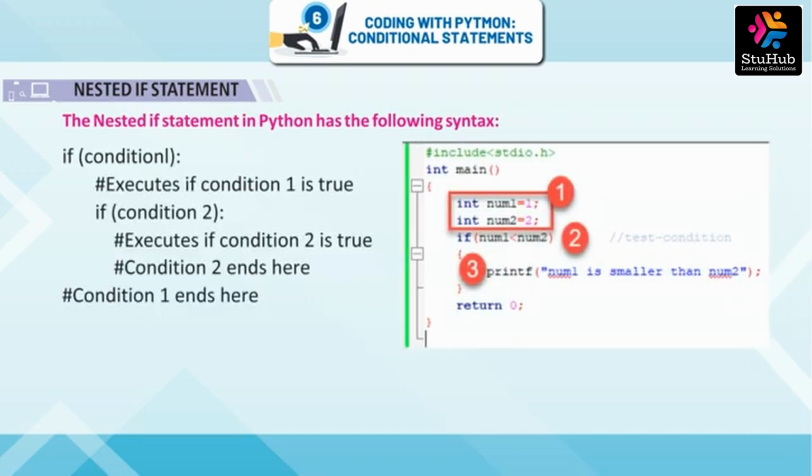The nested if statement in Python has the following syntax. If condition 1: # executes if condition 1 is true. If condition 2: # executes if condition 2 is true. # Condition 2 ends here. # Condition 1 ends here.